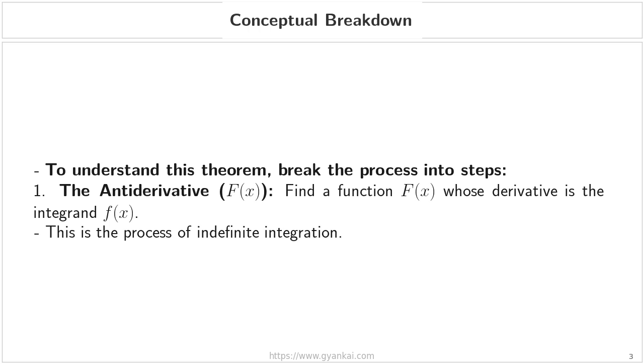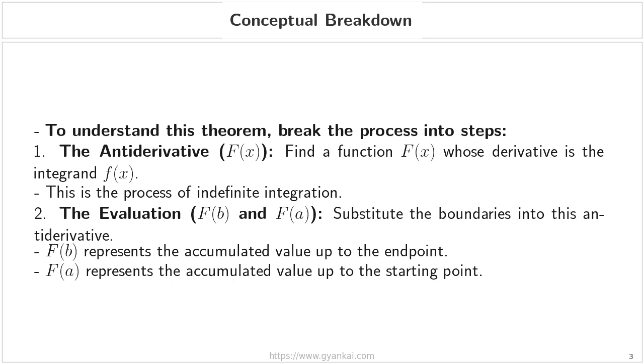First, the antiderivative, which we're calling F of x. Remember, we've been practicing finding antiderivatives. That's indefinite integration. What we're doing here is finding a function, F of x, whose derivative is the original function we're integrating, f of x. So, if you take the derivative of F of x, you get back to f of x. It's like reversing the process of differentiation.